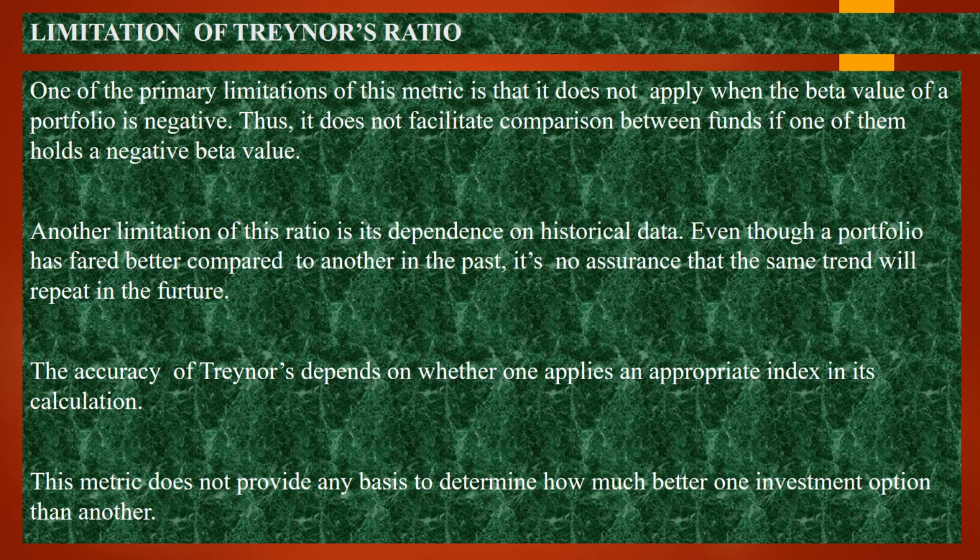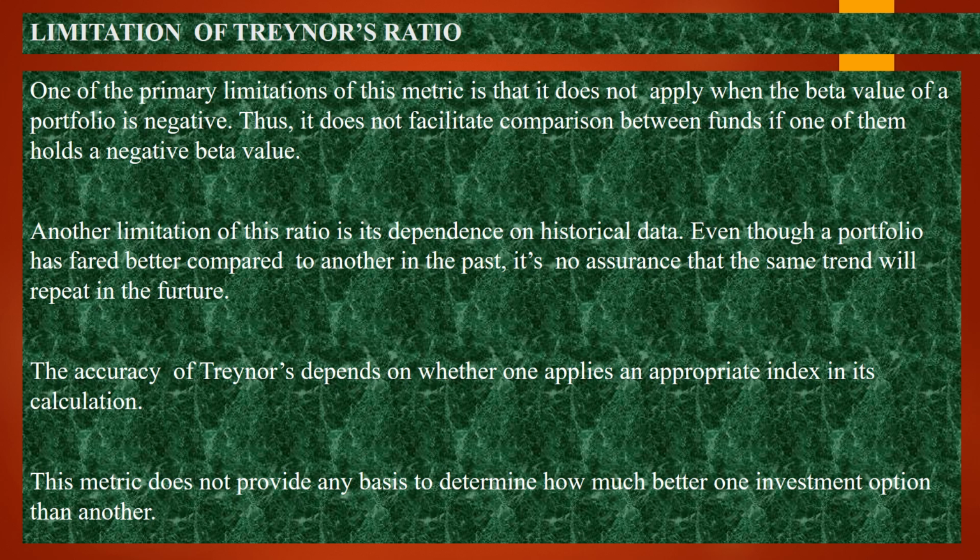These are the limitations of Treynor's ratio. One of the primary limitations of this metric is that it does not apply when the beta value of a portfolio is negative. So beta value plays an important role in Treynor's ratio. We have alpha and beta values to make comparisons. It is an assumption; alpha, beta and all these things are assumptions in calculating some ratios. Thus it does not facilitate comparison between funds if one of them holds a negative beta value.